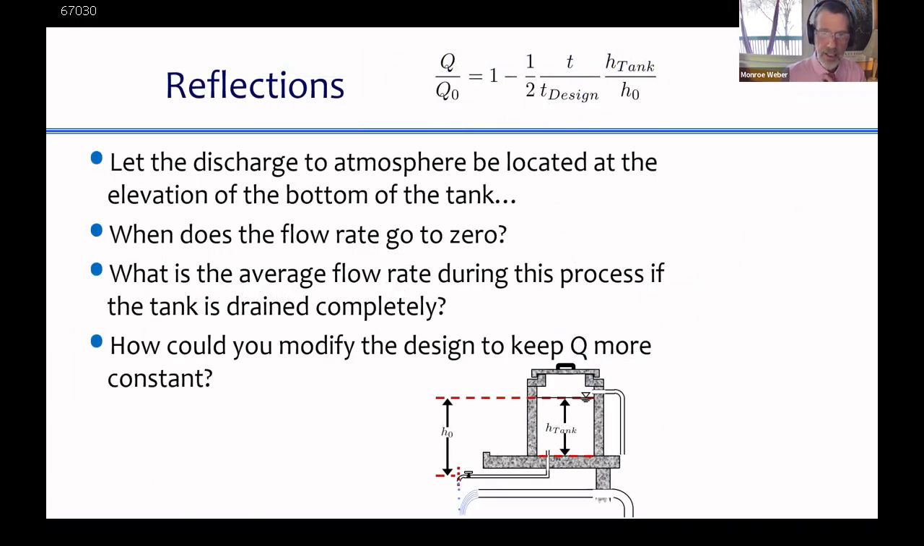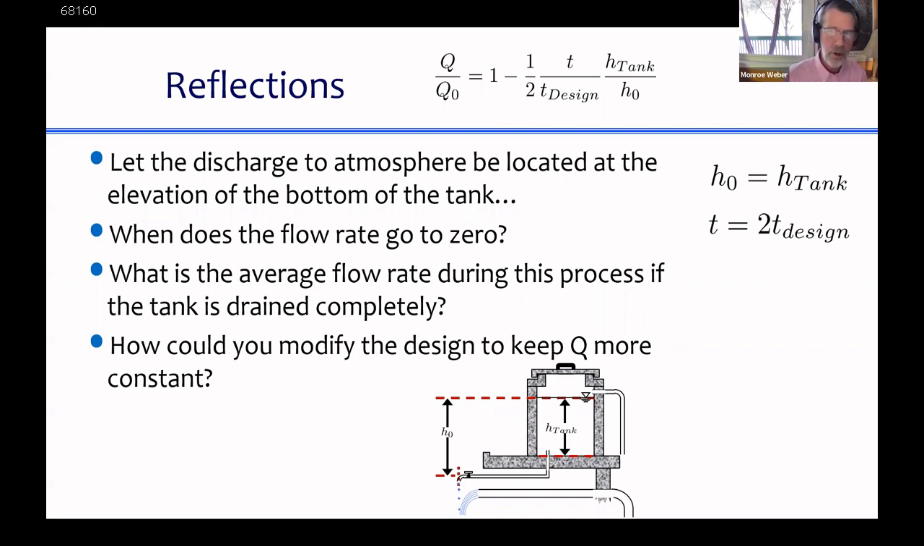So some reflections on this. If we let the discharge to atmosphere be located at the elevation of the bottom of the tank, so if H0 is equal to H tank, then the flow rate goes to 0 exactly when T equals 2 times T design. So you can look at that. When T equals 2 T design, then this second term is equal to 1. And that means that Q goes to 0. So that's how long it takes for the tank to drain. It takes twice as long as what you had initially expected based on the initial flow rate. So this is a nice result.